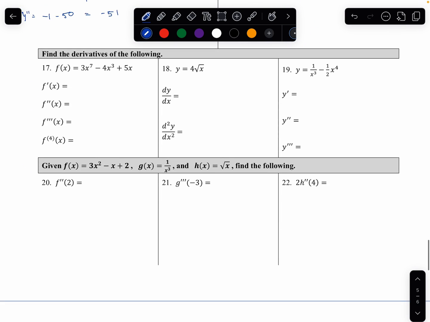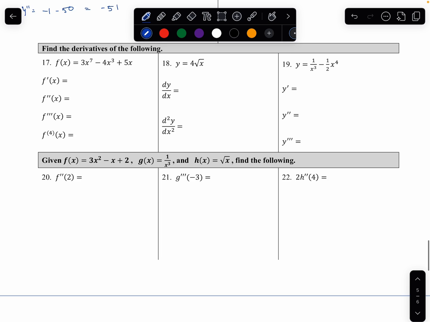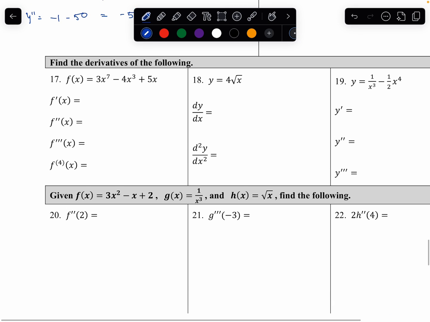Okay, and then we have all this right here. I don't know what this is. So, okay, this is just find derivatives of the following. So f prime is going to be equal to 21x to the 6 minus 12x squared plus 5. Second derivative is going to be whatever 21. Anyways, I think you guys can keep going.